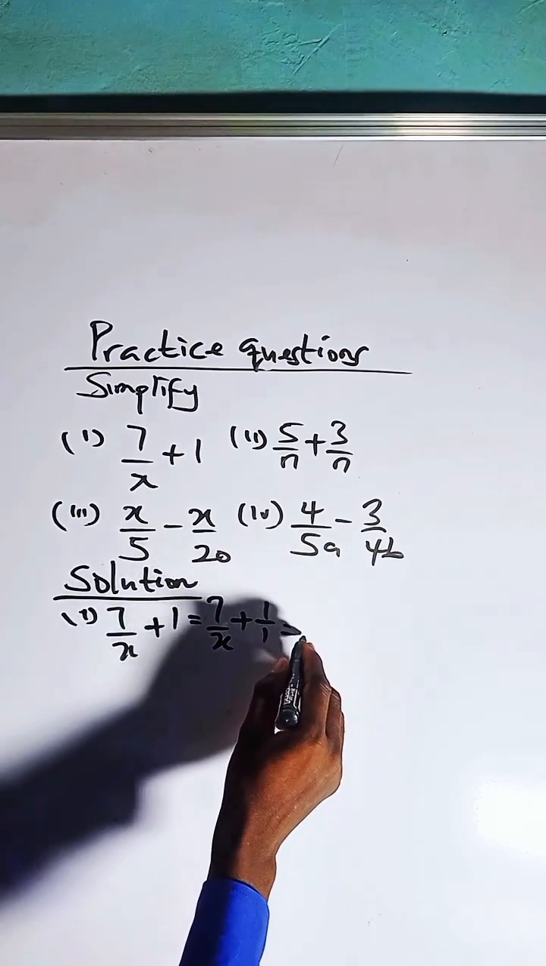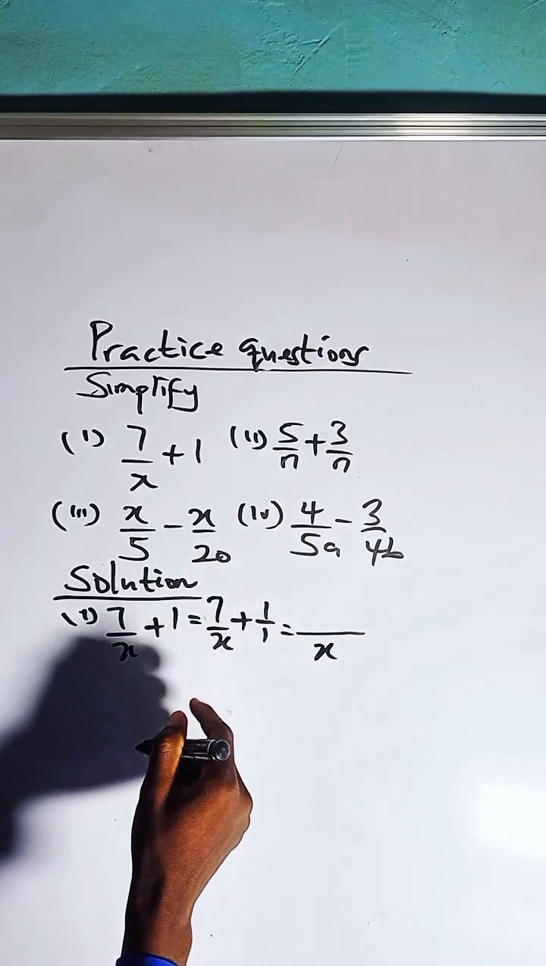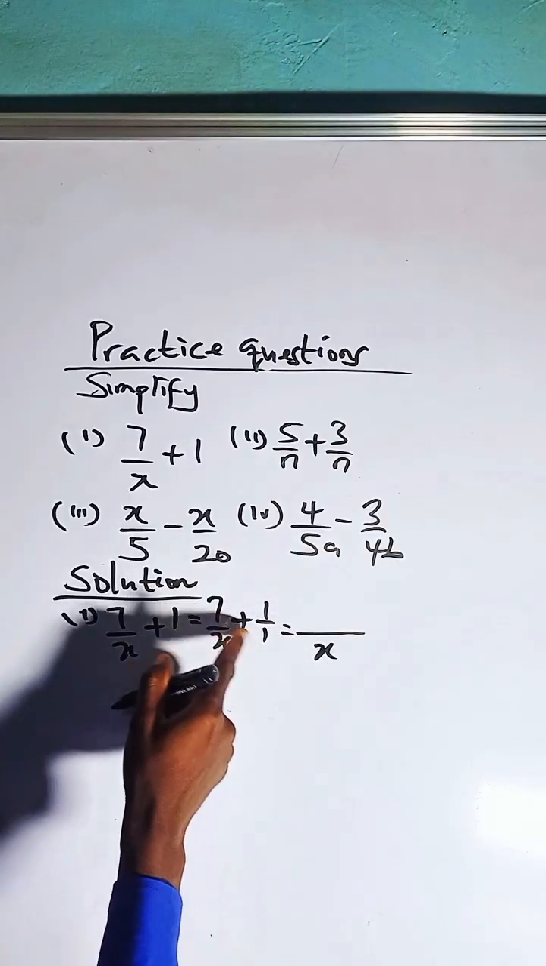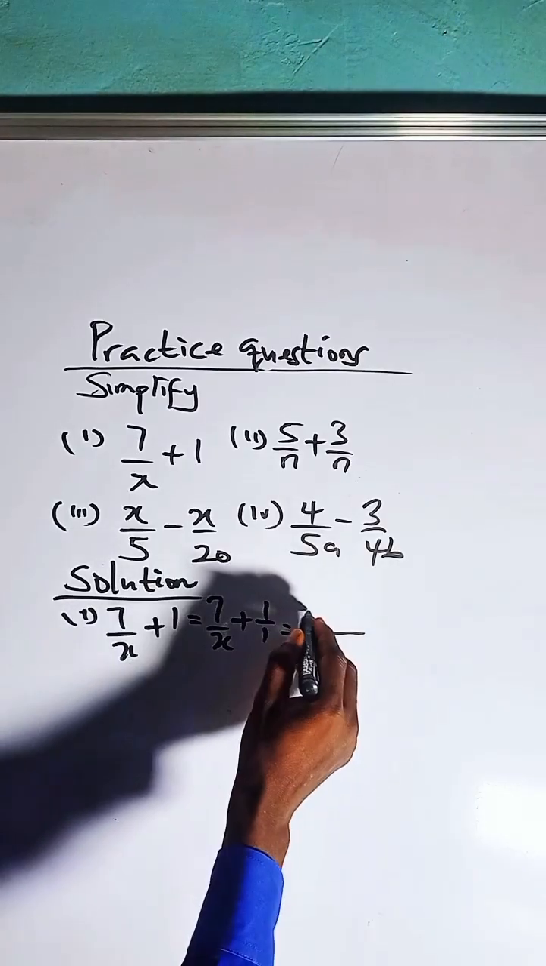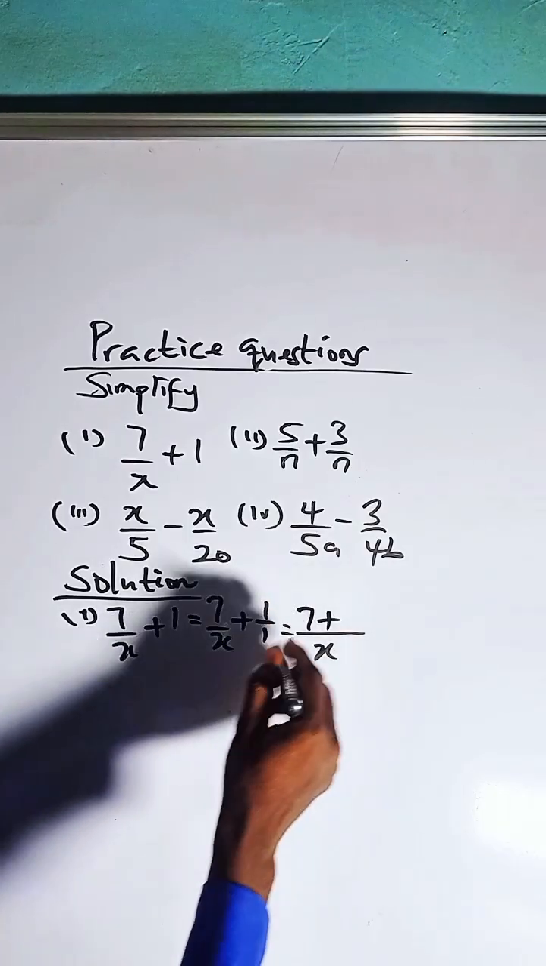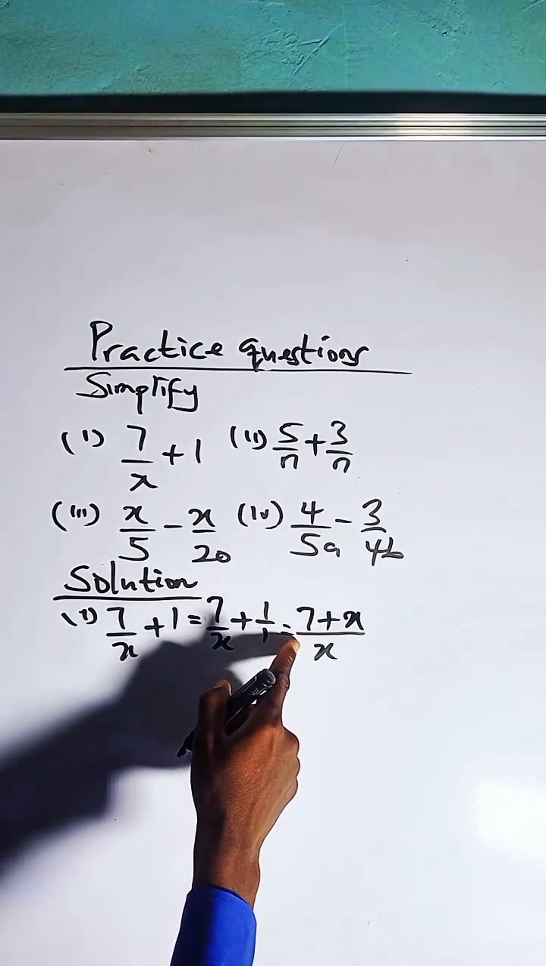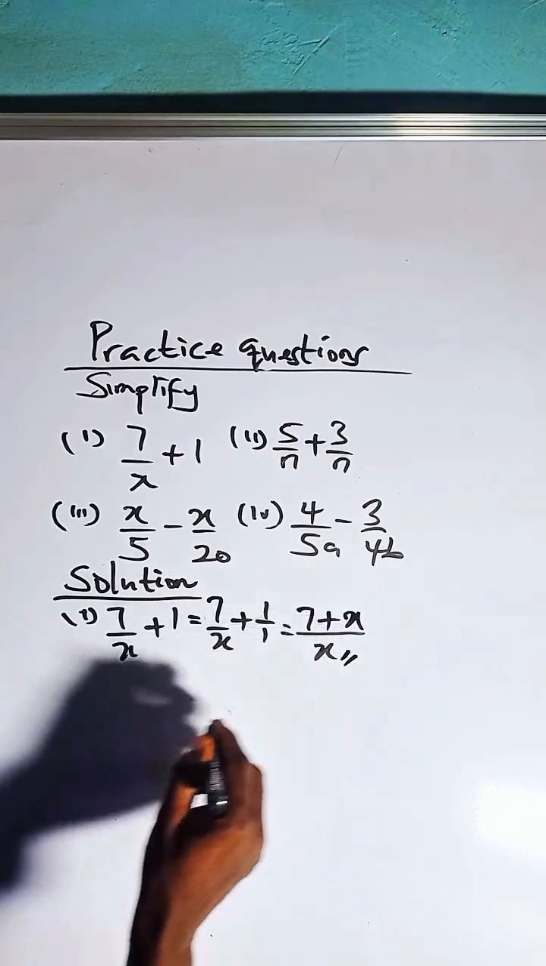So from here, we can easily take the least common denominator, which is x. So after we have done that, we cross multiply, so 7 times 1 is 7, plus this one multiplied by this. So we have this as x, so our final answer is 7 plus x over x.